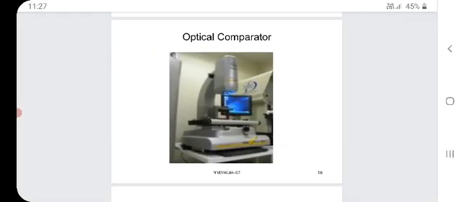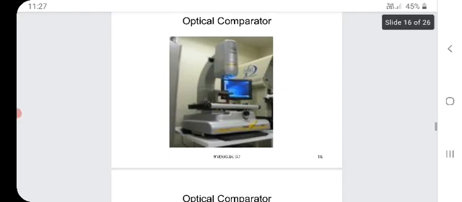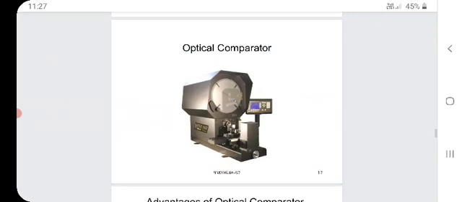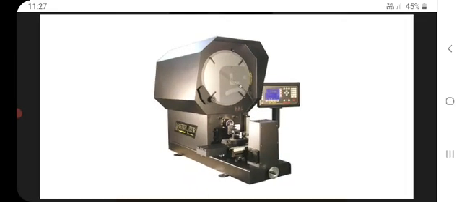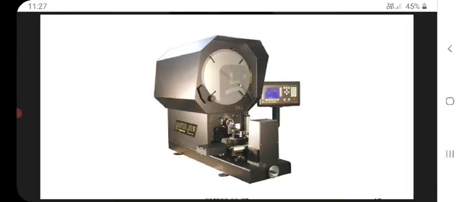See, this is a figure of an optical comparator, an actual figure. This is also the figure. I am making a zoom such that you can see clearly.